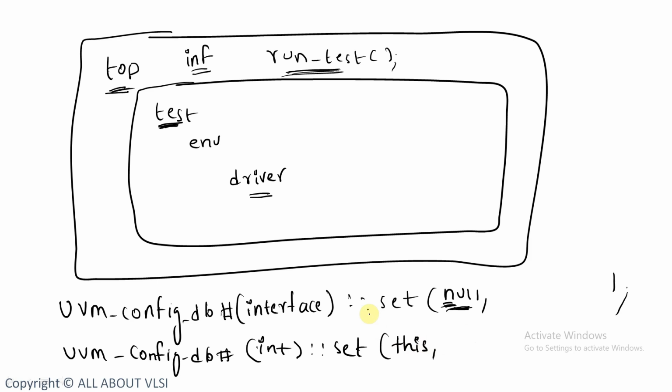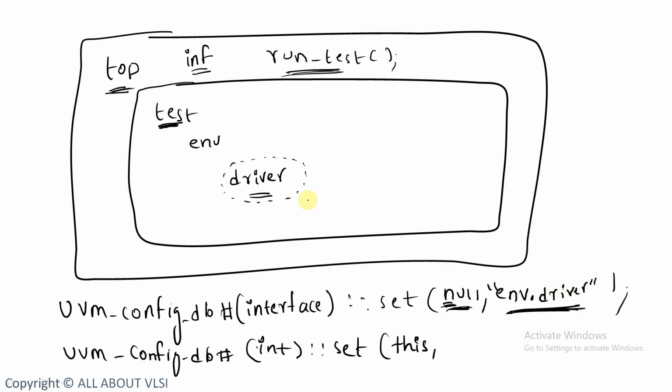Now let's say our requirement is that only this driver should get the data which we are sending into the database. Only this driver should retrieve the data which we are setting. In that case, we are going to simply write environment.driver. This is the path we can mention. So in this case, only the driver can receive the data, no other component can.